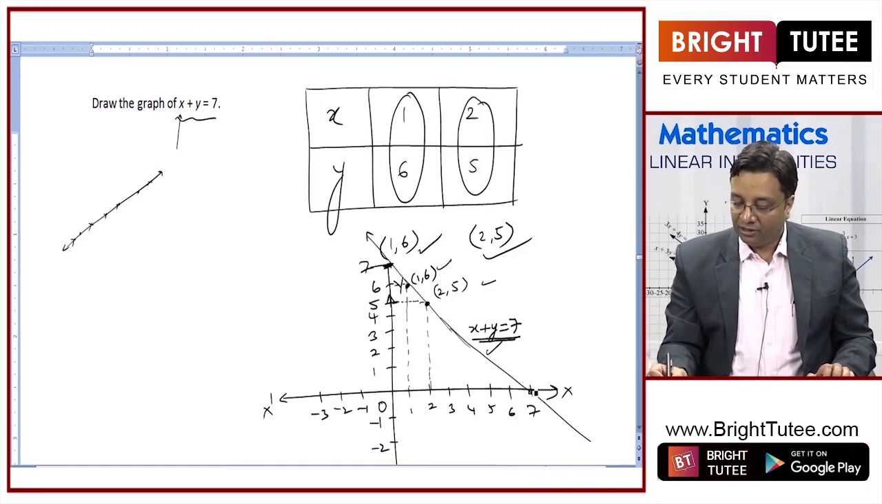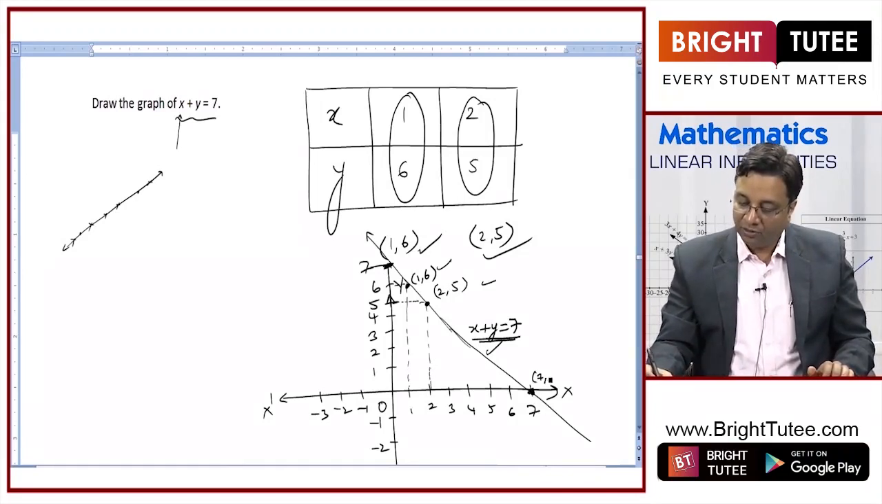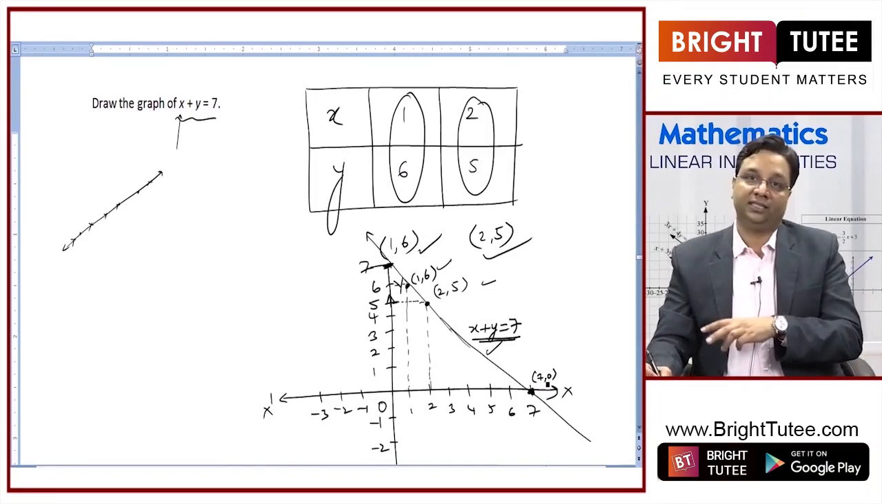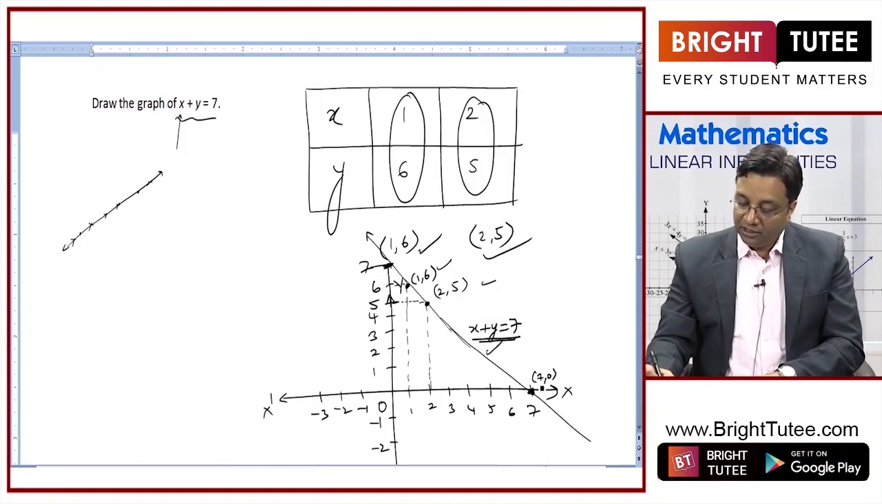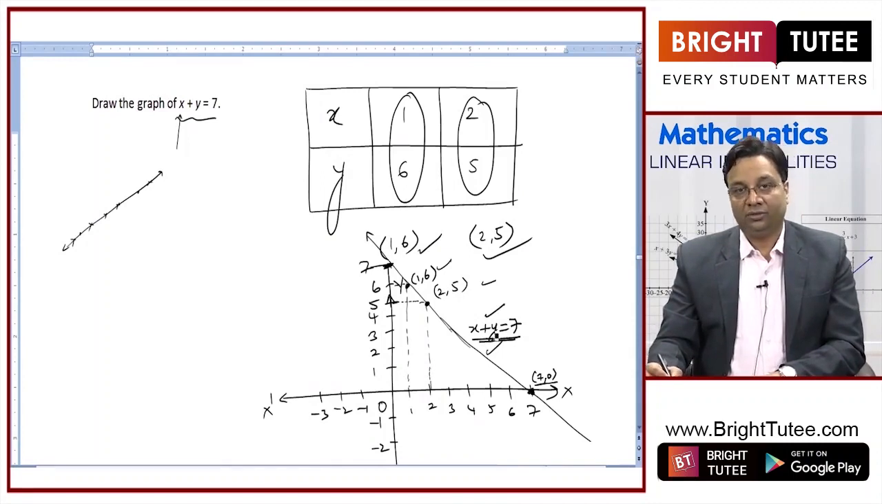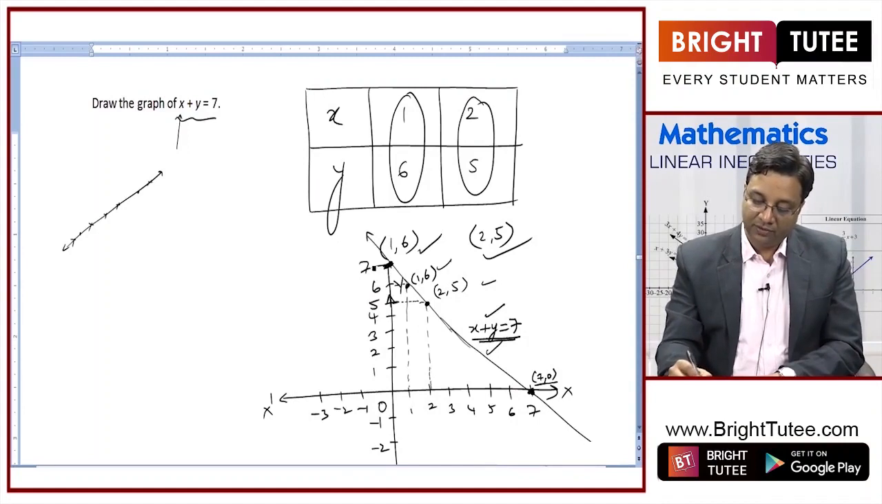Now why would it pass through this 7 here? Because I know that this point will have coordinates (7, 0). Why? Because every point on the x-axis will have y coordinate as 0. So if I put this in this equation, it will satisfy this equation: x is 7 plus y is 0 will be equal to 7. And similarly, this point is (0, 7).